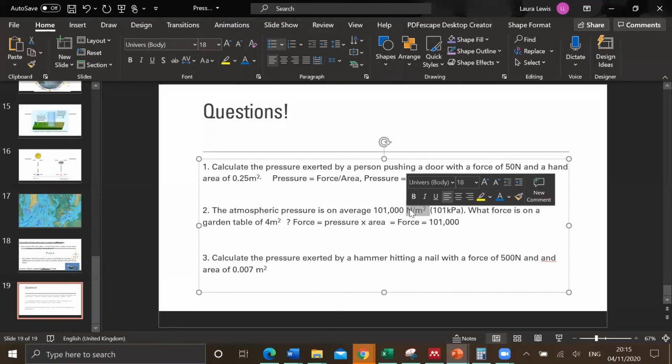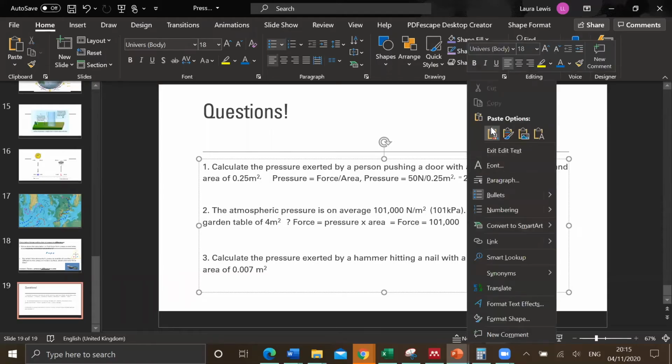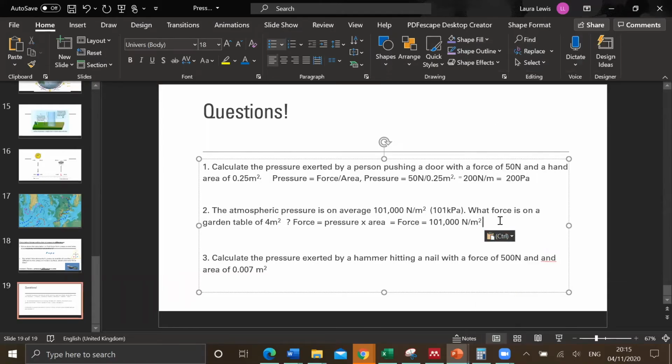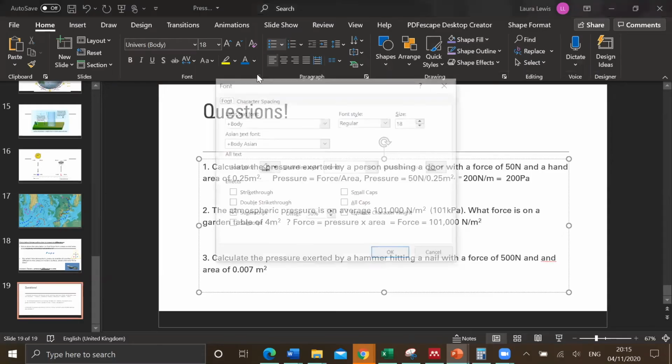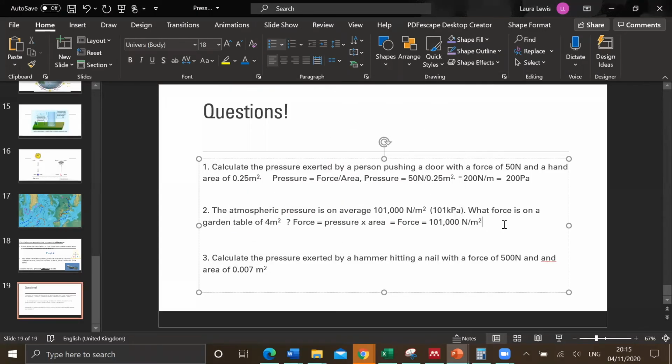101,000 newtons per meter squared is equivalent to 101 kilopascals. Times by 4. So we've got 404,000 pascals. So straight away here, a pascal is newtons per meter squared.